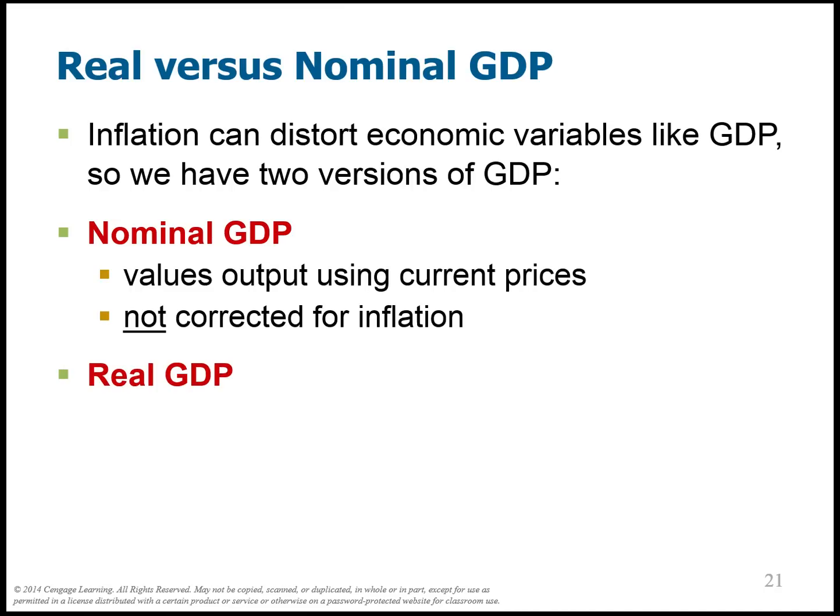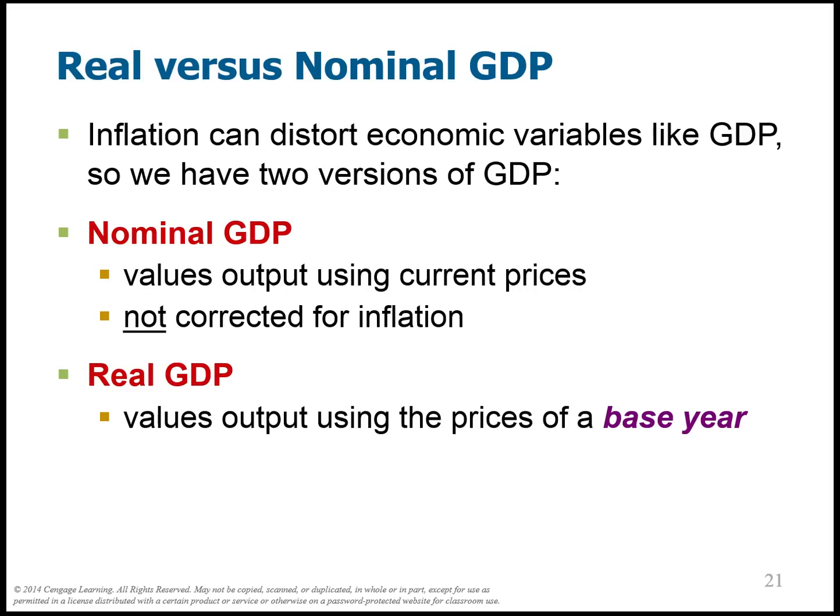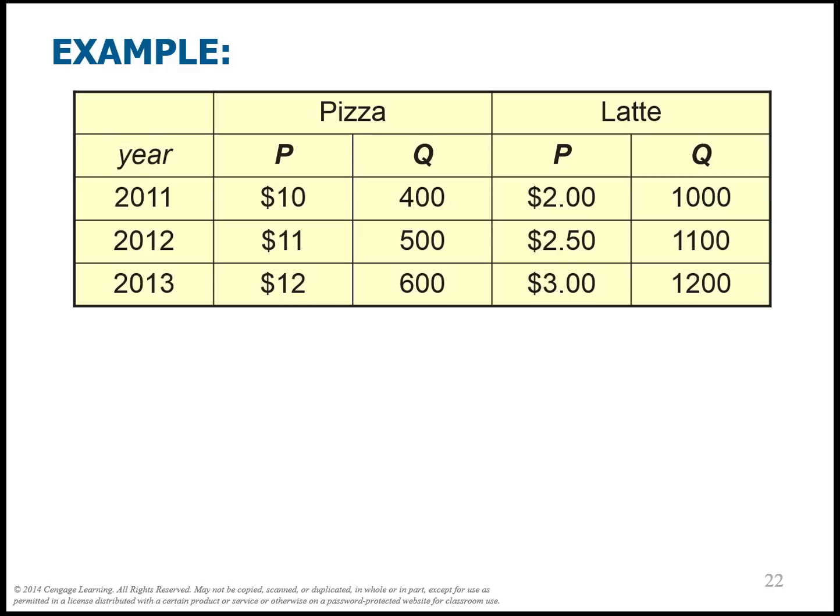But then they also created this thing called real GDP, and it uses the prices of any old base year, just one base year, and for every time you calculate GDP, you use the prices from this year, and therefore the prices don't change from year to year. So we say this is corrected for inflation. Real GDP is the much more useful measure of production in an economy. Okay, so look at this economy. It's very simple. They only make pizza and lattes.